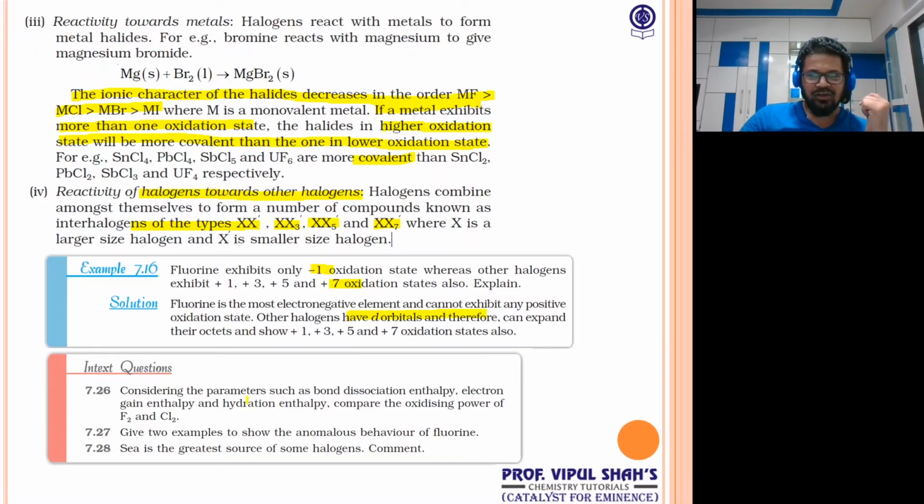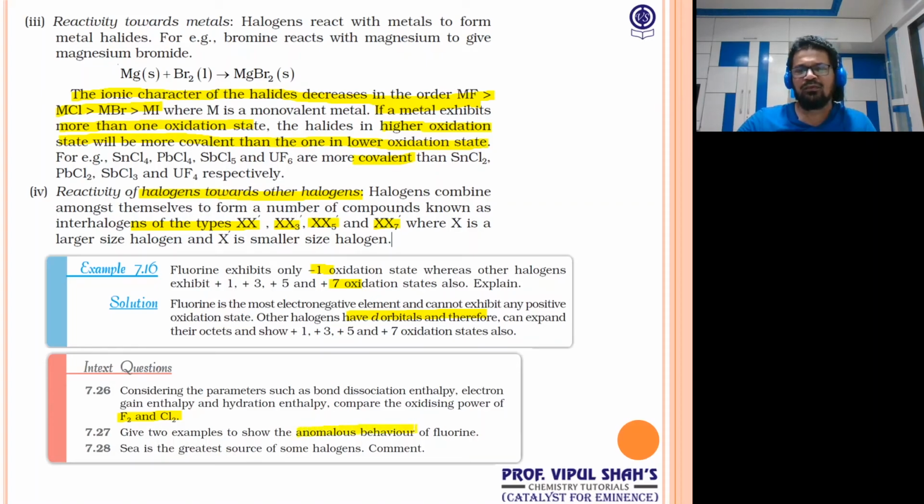Now what it says, considering the parameters such as bond dissociation enthalpy, which is less for fluorine, not the least, the least is for iodine, electron gain enthalpy and hydration enthalpy, compare the oxidizing power of fluorine and chlorine. People, oxidizing power of fluorine and chlorine, who will be more? Any day fluorine will be more than chlorine. Why? Because bond dissociation enthalpy is less, and electron gain enthalpy of fluorine is also favorable. Hydration enthalpy of fluorine is very high over there, which makes it a better oxidizing agent. That's one.